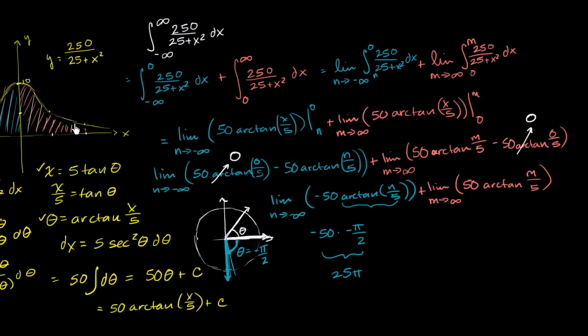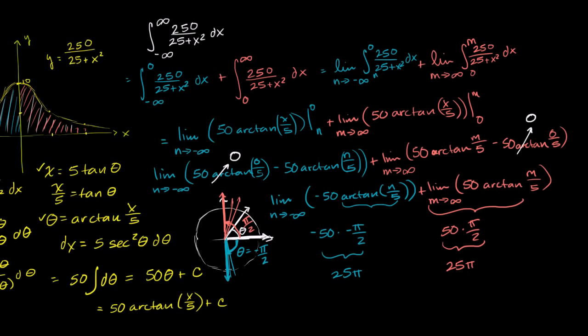And similarly, arctan of m over 5 as m approaches infinity. As m approaches infinity, the slope of the terminal side of the angle approaches infinity. The slope is getting higher and higher, approaching infinity as it gets closer and closer to vertical. So the arctan of m over 5 as m approaches infinity is going to be positive pi over 2. This is an angle of positive pi over 2. So what we see in orange is positive 50 times pi over 2, which is 25 pi.